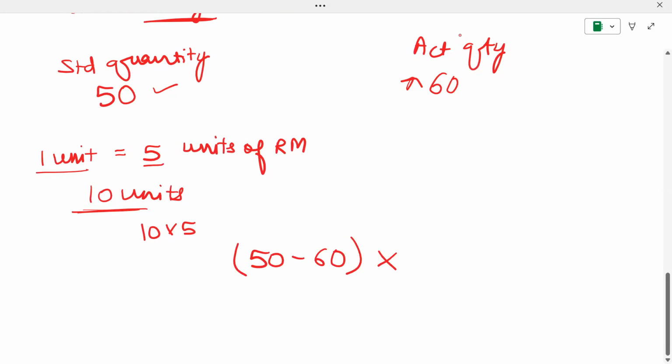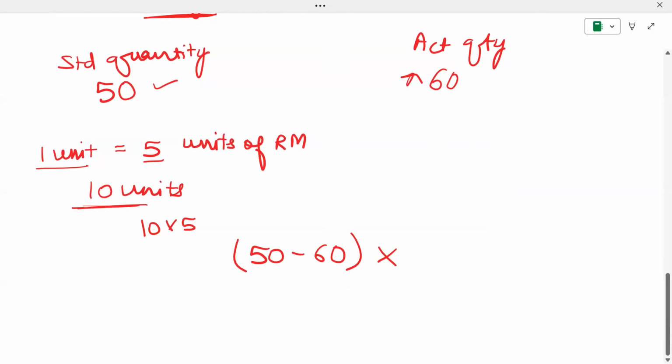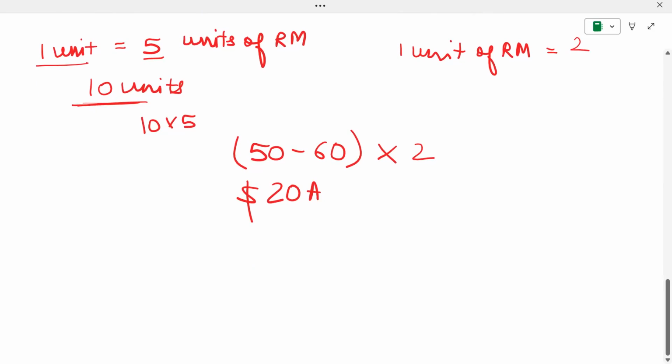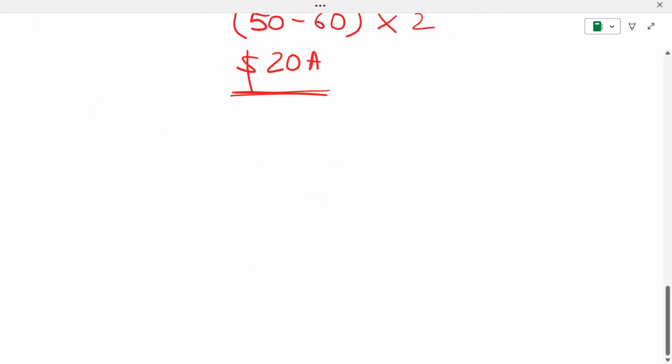And what are you going to multiply this with? You're going to multiply this with the standard price that you have for the material. So let's suppose that the standard price of 1 unit of raw material is, let's suppose, $2. So I multiply the difference by 2. So I get a $20 adverse material usage variance, means I have used more material and it has cost me $20 more than it should have.